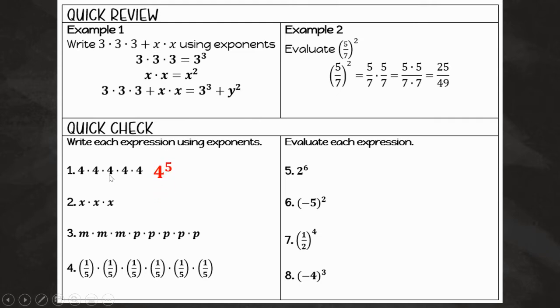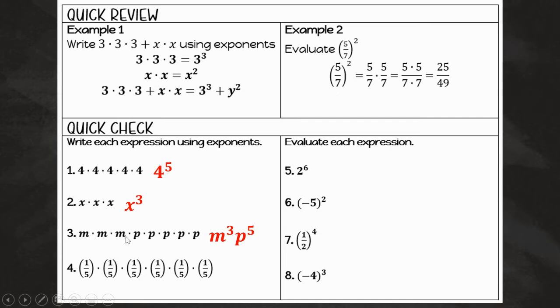So 4 times 4 times 4 times 4 times 4, there's 5 fours, 1, 2, 3, 4, 5, is just 4 to the 5th. x times x times x is x to the third. I do see some students usually write that as 3x. No, that would be x plus x plus x. So be careful not to make that mistake.